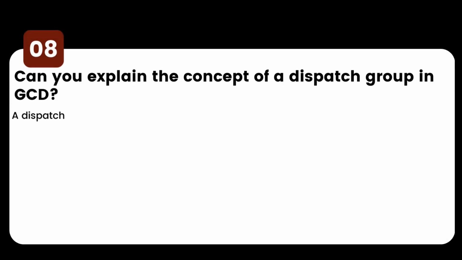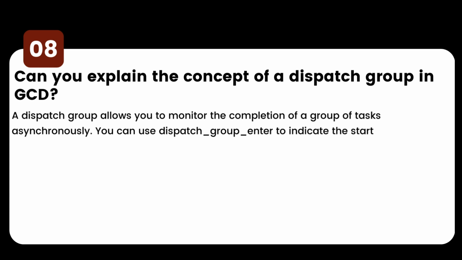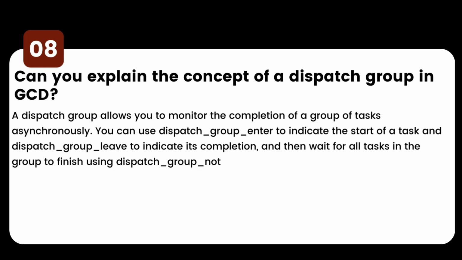Can you explain the concept of dispatch group in GCD? A dispatch group allows you to monitor the completion of a group of tasks asynchronously. You can use dispatchGroup.enter to indicate the start of a task and dispatchGroup.leave to indicate its completion, and then wait for all tasks in the group to finish using dispatchGroup.notify.